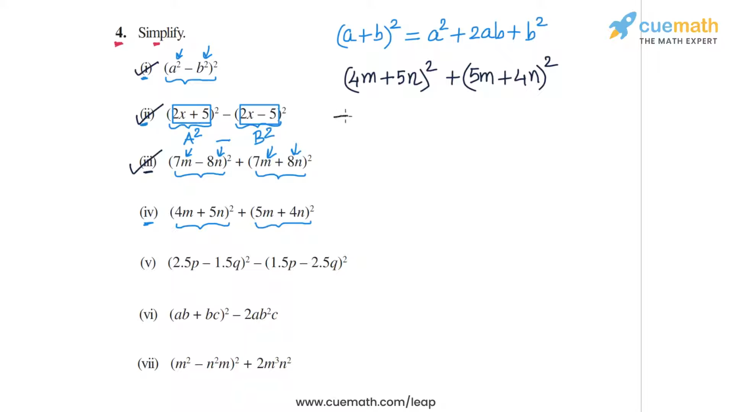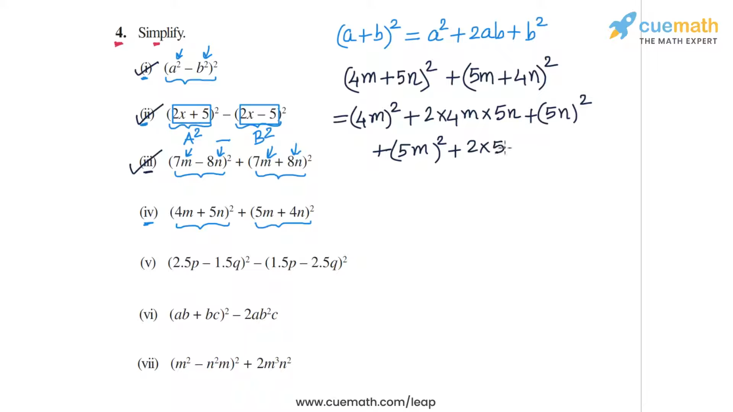Now let's expand the first part, 4m plus 5n whole square. This will be 4m whole square plus 2 into 4m into 5n, 2ab, and then we will have 5n whole square. So this is the expanded form of the first part. And now let's expand the second part, which is 5m plus 4n whole square. So this will be 5m whole square plus 2 into 5m into 4n, and then we will have 4n whole square. Alright, now let's simplify this.